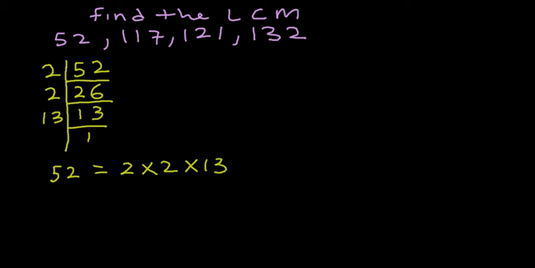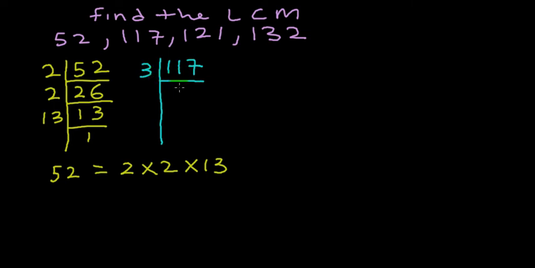Okay, so let's find out the prime factorization for 117. For 117, you draw a line, then you draw another one at the bottom. Which number can divide? 2 cannot, because there's going to be a remainder. So we go with 3. 3 can divide this number without a remainder.